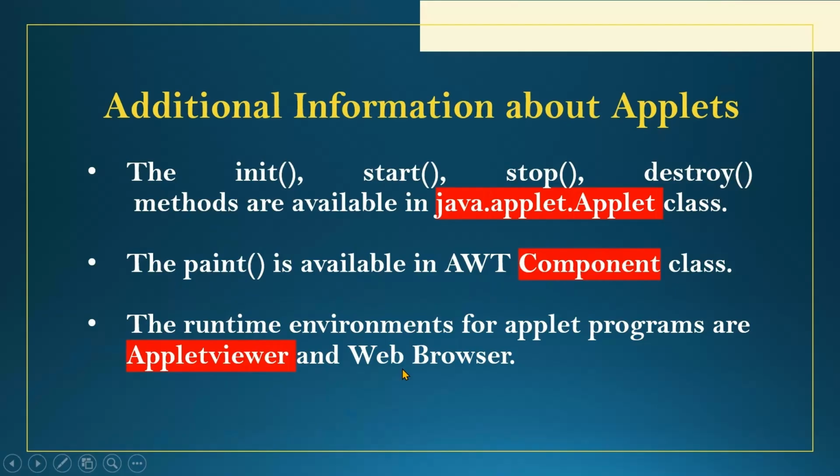Now, what are the runtime environments for applet programs? You develop an applet program and you need to run that application. So where are you going to run it? The runtime environments for applet programs are the Applet Viewer as well as the web browser. The Applet Viewer is basically an exe file which comes with your JDK, Java Development Kit software, when installed in your system. And the web browsers we already use day in and day out. So both are used as the runtime environment for applets.